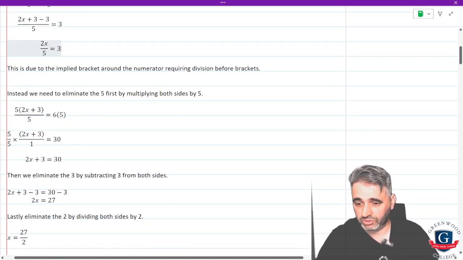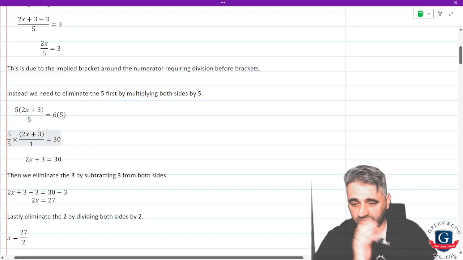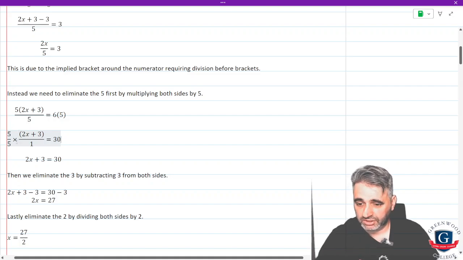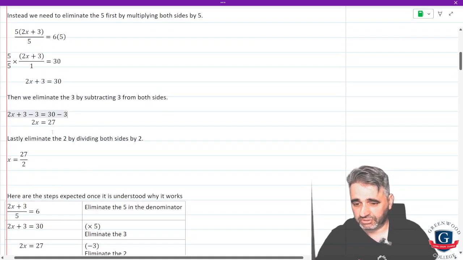So we multiplied both sides by 5. Then we broke this bracket up into 5 on 5 and 2x plus 3 on 1. The 5 on 5 becomes 1, the 5's eliminated, and we end up at this line of reasoning here, because 2x plus 3 on 1 is just 2x plus 3. We've simplified the 6 times 5 and made it 30. Now we subtract 3 from both sides. That eliminates the 3, then divide both sides by 2, and we end up with 27 on 2.